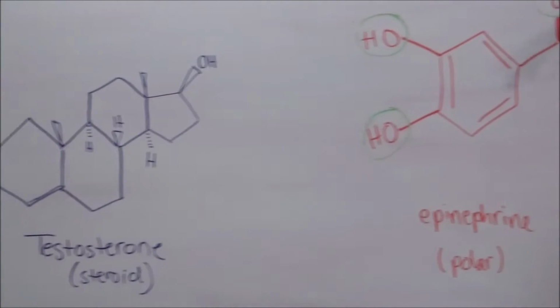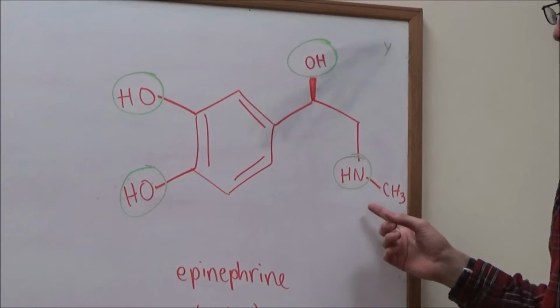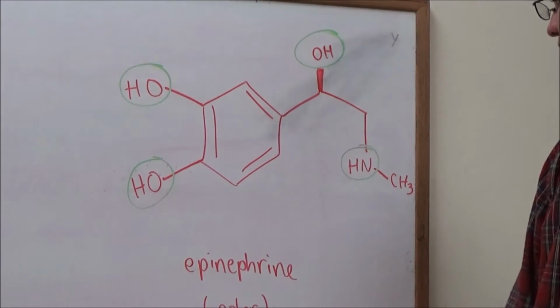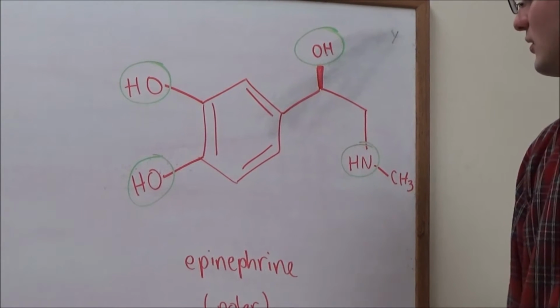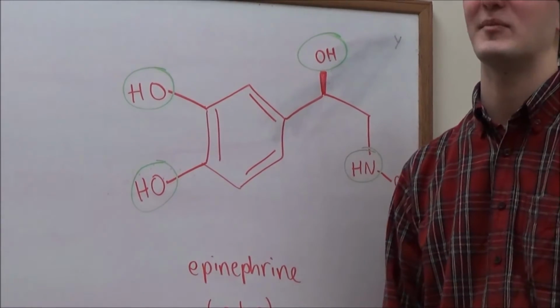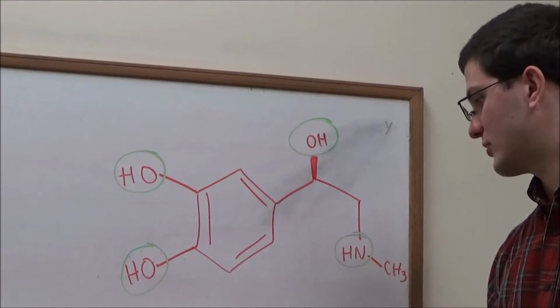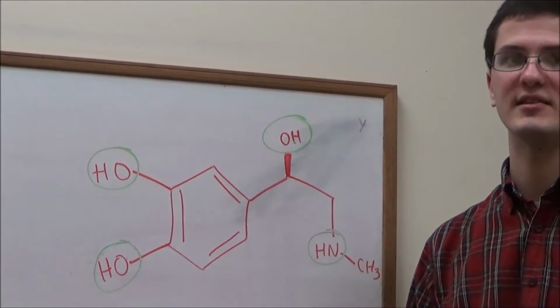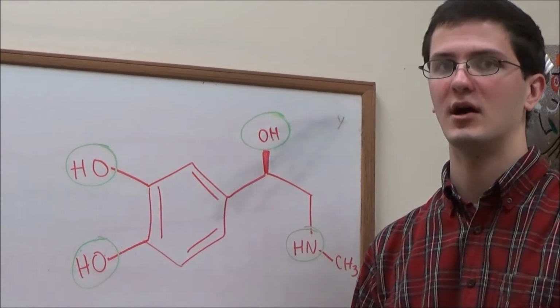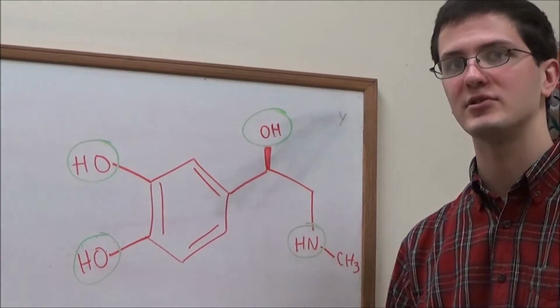On the other hand, we have epinephrine, which has these four really spaced out and very polar groups that make it impossible for this molecule to diffuse across the membrane. And so for polar and peptide signal molecules, we have to have membrane receptors in order for the cell to respond to those signals.